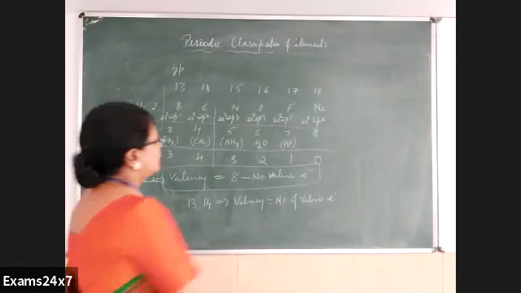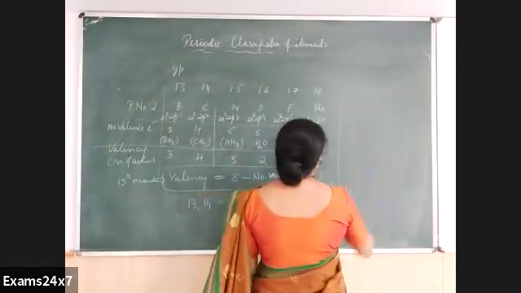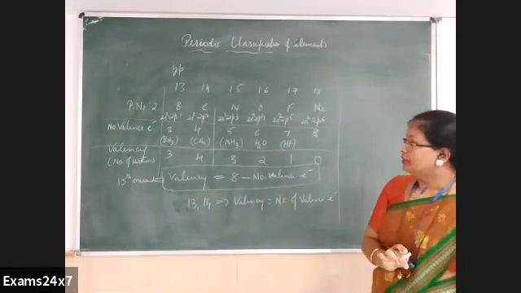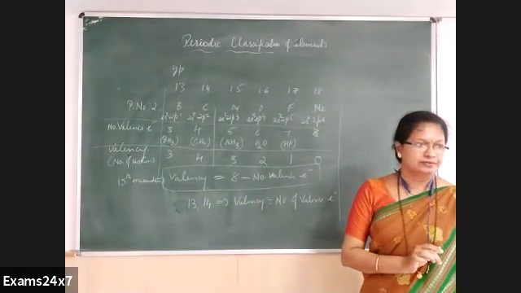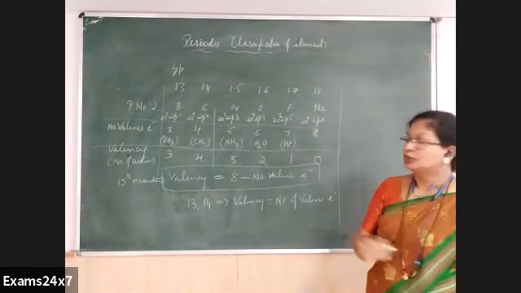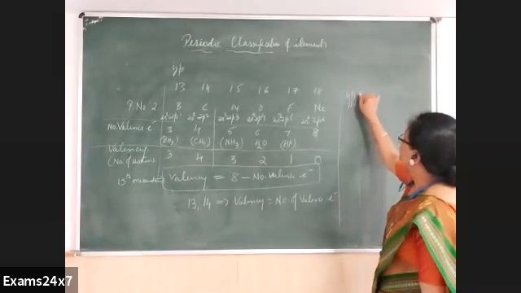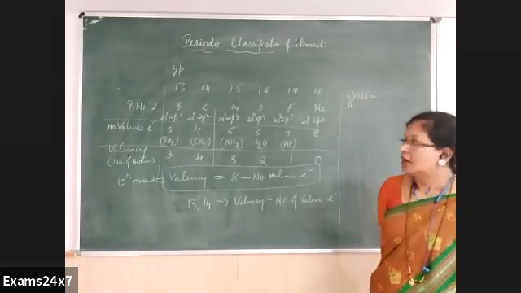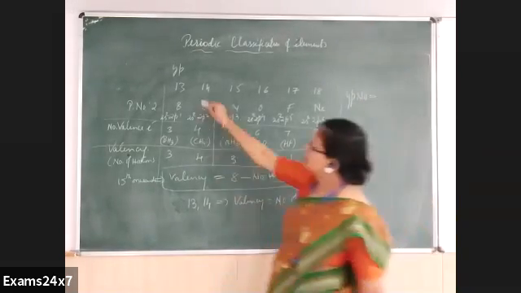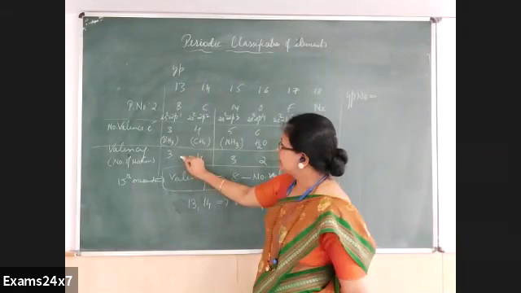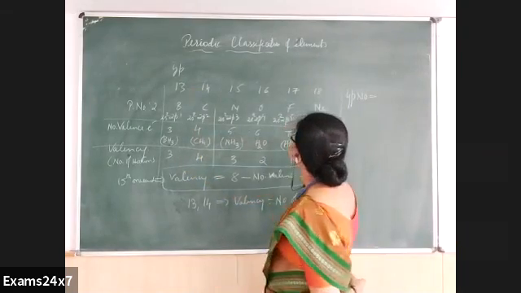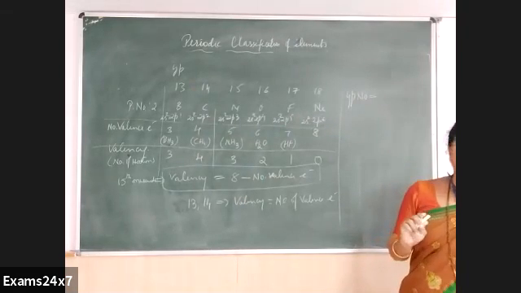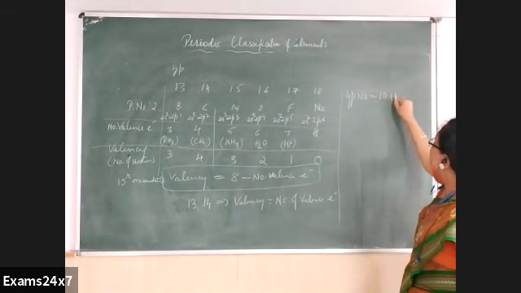I want another relation between the group number and the number of valence electrons. How do you relate them? Group numbers are here, number of valence electrons are here. Isn't it 10 plus the number of valence electrons?